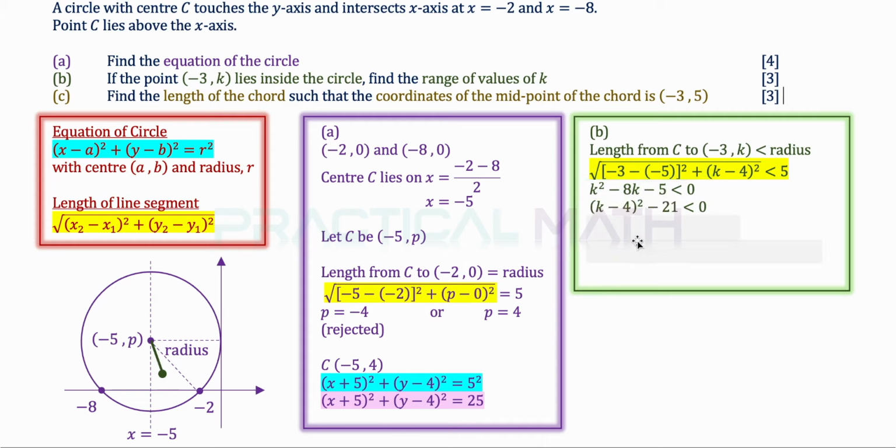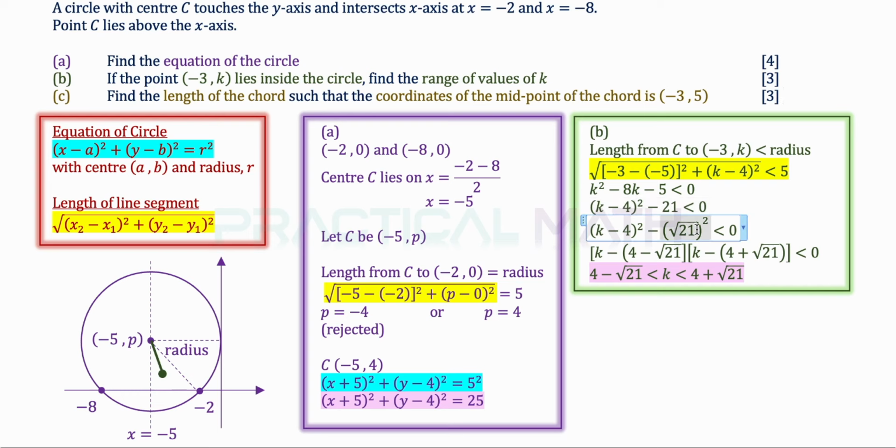By completing the square, we will have (k minus 4) squared minus 21, and expressing the -21 in this form. So -21 can be re-expressed as the root of 21 squared. So I'm writing in the form of a squared minus b squared, such that we have an (a plus b) and an (a minus b) like this.